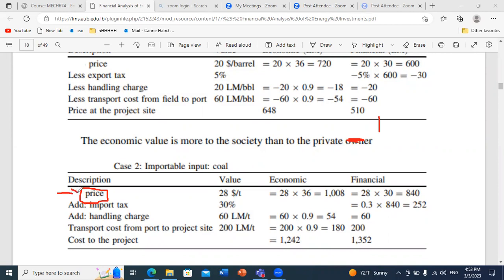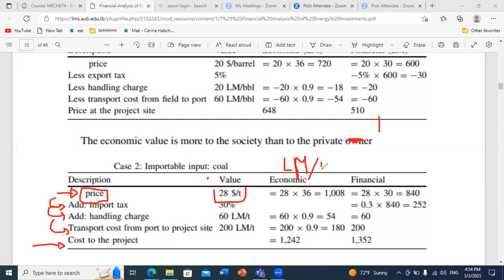Now we want to transport it and we want to pay import taxes in order to take it to the site. So we should add to this price the import tax in case we are doing financial analysis. We should add the handling charge. We should add the transport cost from port to project site in order to find the total cost to the project. Okay, and this is why here we started first with the value, which is $20 per ton. Let's say we'll find first the equivalent value in local money, and what will be the value in local money per ton.